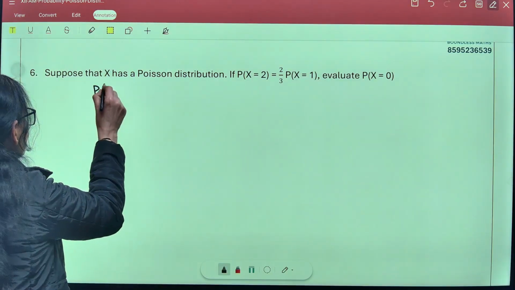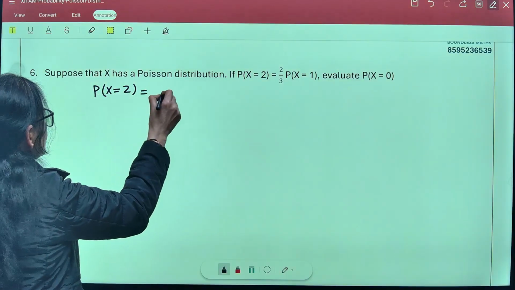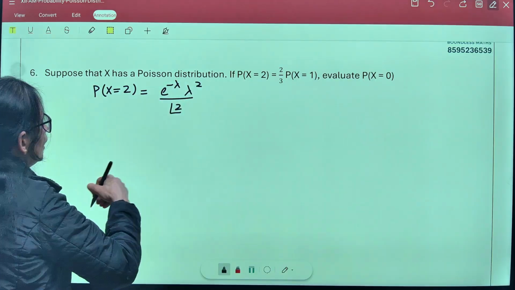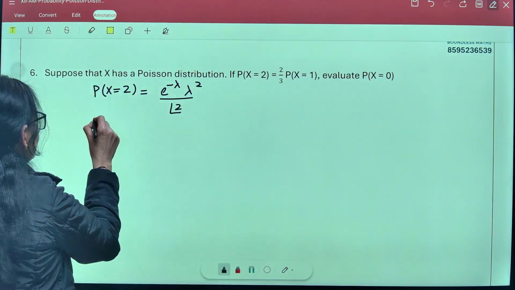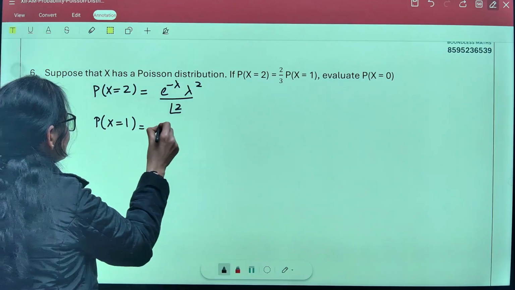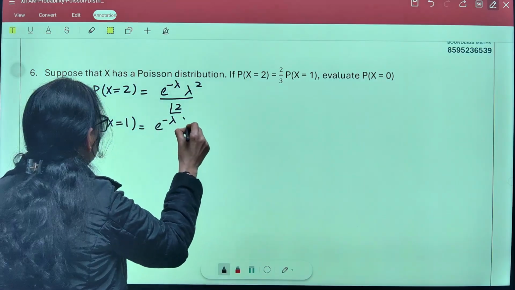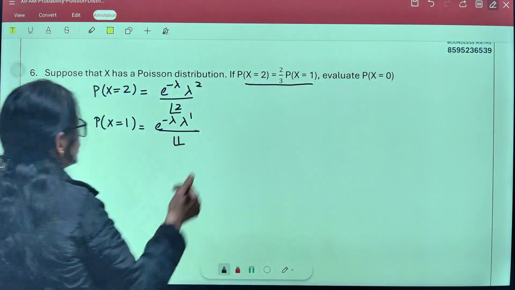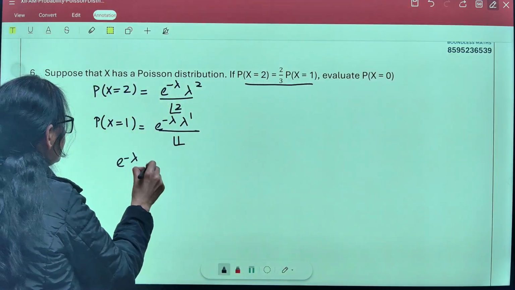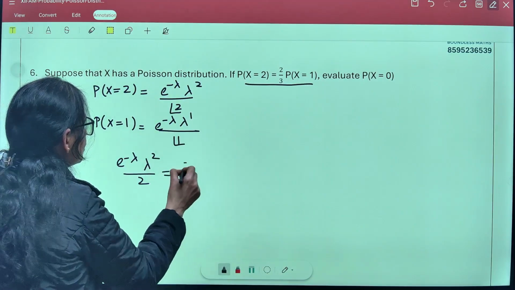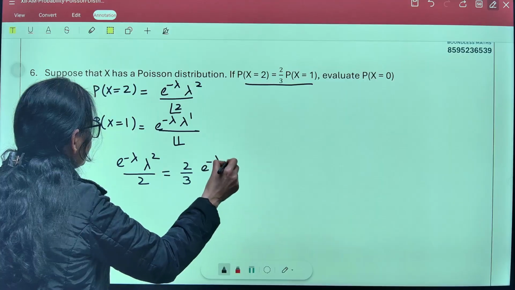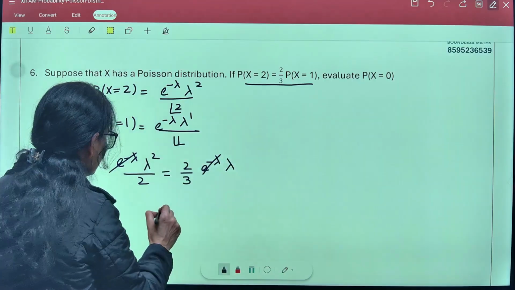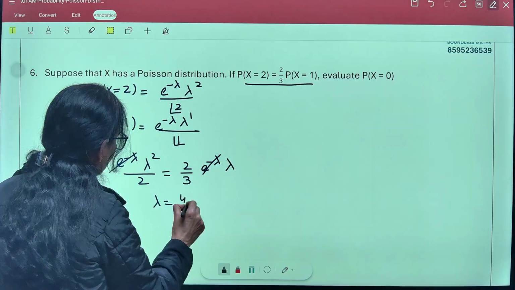Now, first let's find the probability of x equal to 2. So, e raised to power minus lambda, lambda to the power 2 upon 2 factorial. And what is the probability of x being equal to 1? This is e raised to power minus lambda, lambda to the power 1 upon 1 factorial. Let's use this condition and create an equation. So e raised to power minus lambda, lambda square upon 2 is equal to 2/3 of e raised to power minus lambda into lambda. So this gets cancelled and one of the lambda also gets cancelled. So the value of lambda is 2 into 2, 4 by 3.